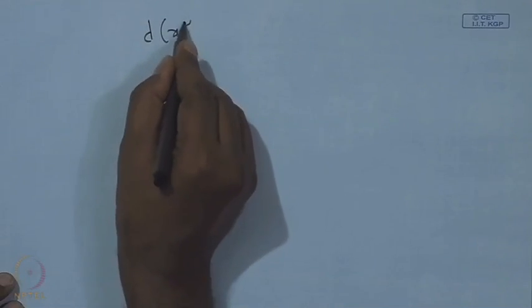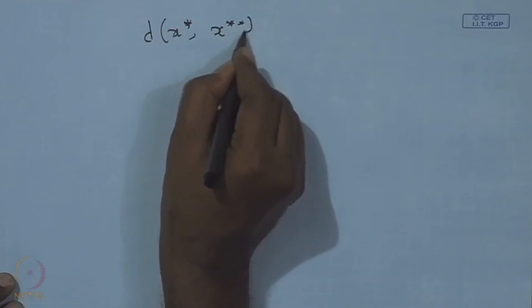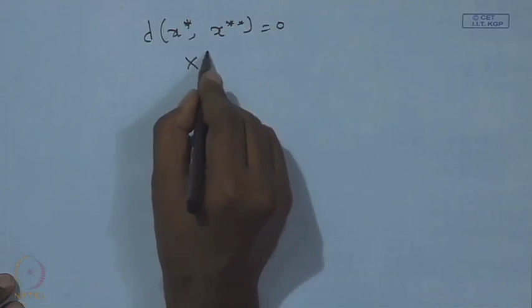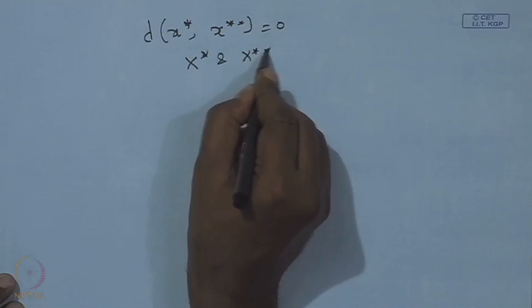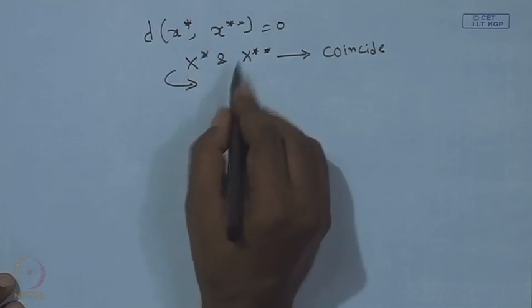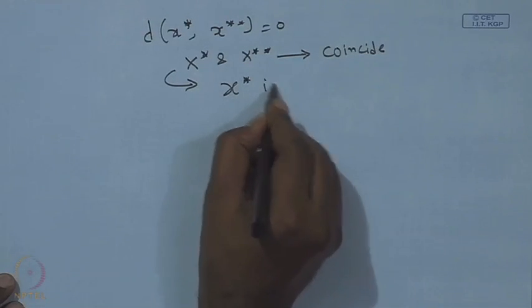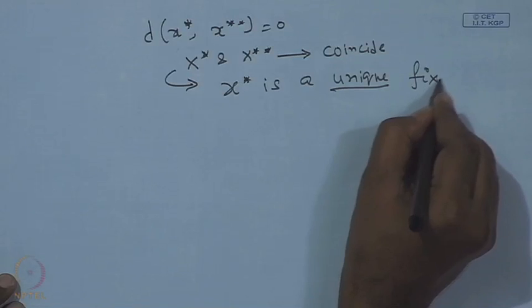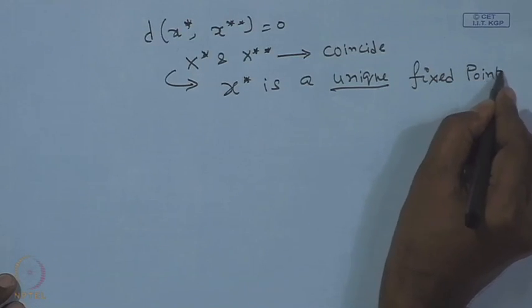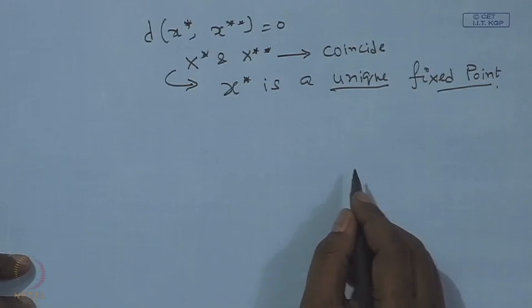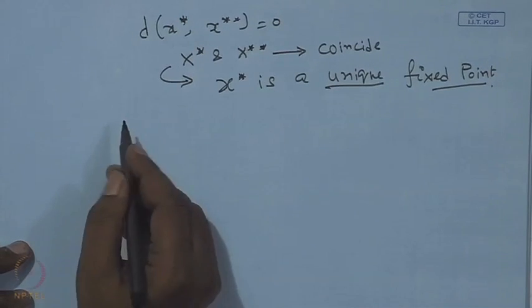Therefore, the metric between x star and x double star turns out to be 0, which simply means we are talking about the same point. So x star and x double star coincide. Since they coincide, x star is a unique fixed point. So, we are talking about the condition of a unique fixed point.